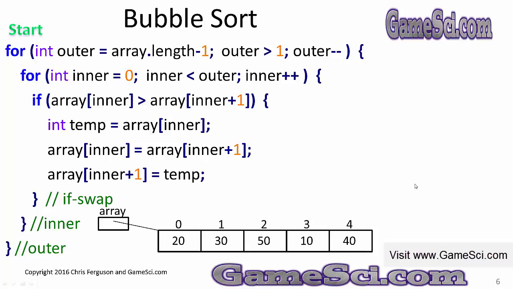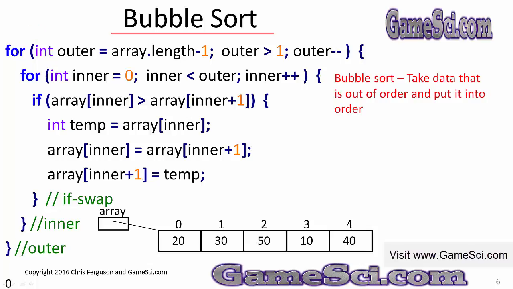Let's say you're programming a video game and you're tracking everybody's high score, and you want to know who has the greatest or the largest score. Well, you can put that in an array, sort it, and whoever's at the end has the high score. You'll also find the low score at the beginning of the array. Bubble sort: take data in an array that is out of order and put it into order.